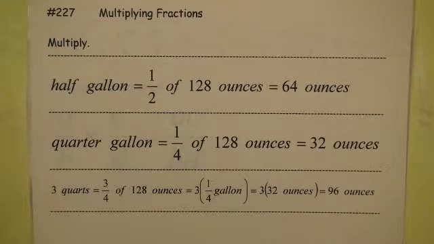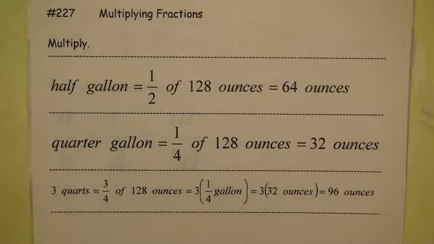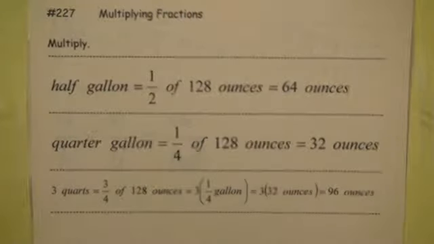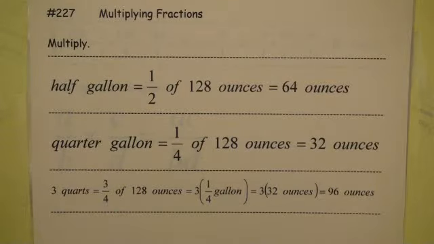Video number 227, multiplying fractions. Let's take a look at these three relatively real-life examples. If you were to take a look at a half gallon, half a gallon is definitely half of 128 ounces, which of course would mean 128 divided by 2, so therefore 64 ounces.